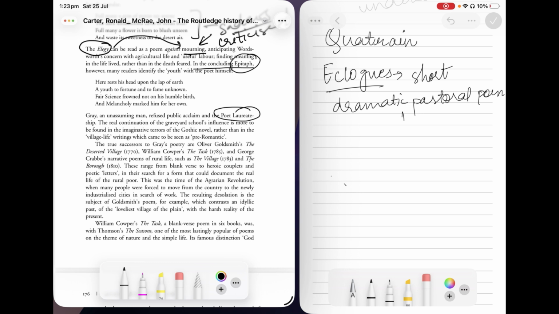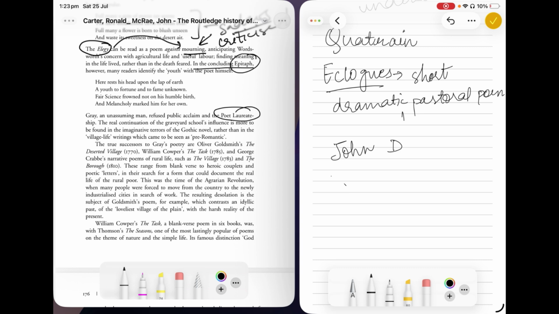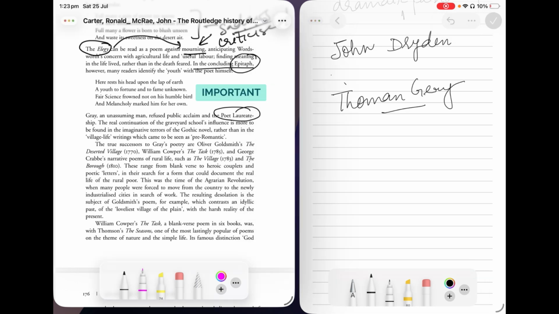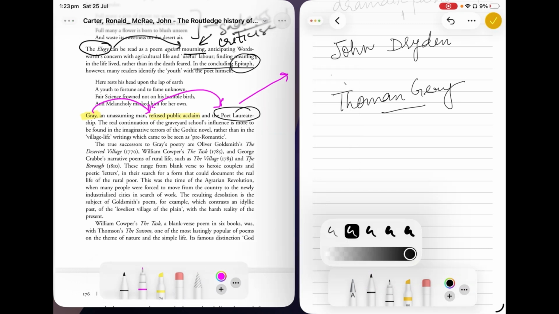Who is the first poet laureate? John Dryden. But what happened before John Dryden? The poet laureateship was given to a person, that is Thomas Gray, and he refused this poet laureateship because he doesn't want to get public attention. He refused the poet laureateship and it was given to John Dryden. What is the date when he was appointed? Remember that, 1668, given by which king? King Charles II.